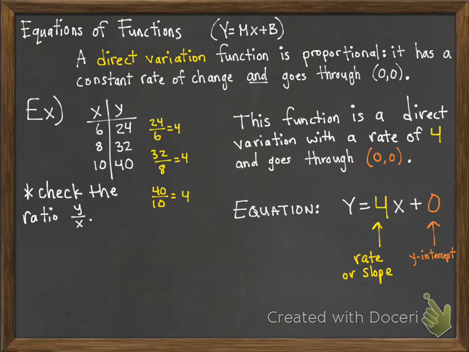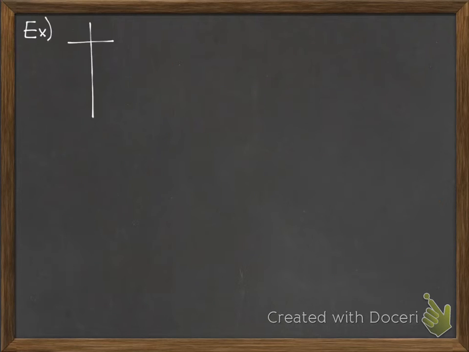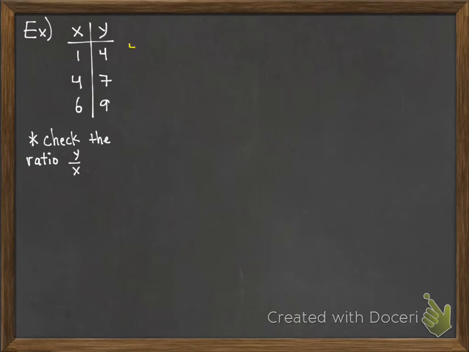Now, not every linear function is a direct variation. We're going to look at another example. We'll start by checking the same things. We're going to look at all of the ratios of y divided by x. If they're the same, it's direct variation.